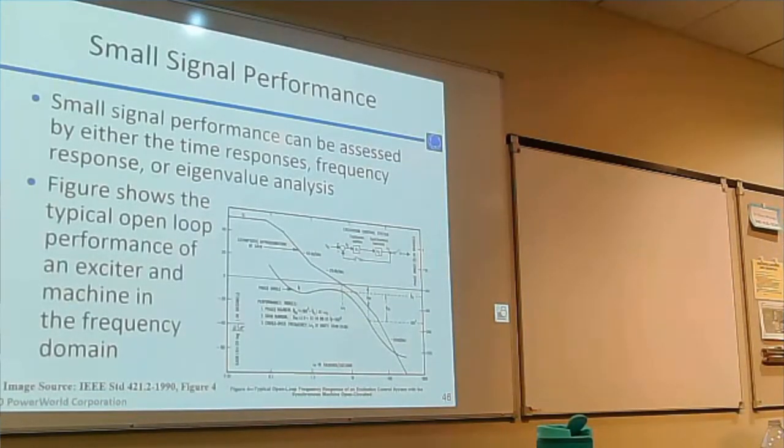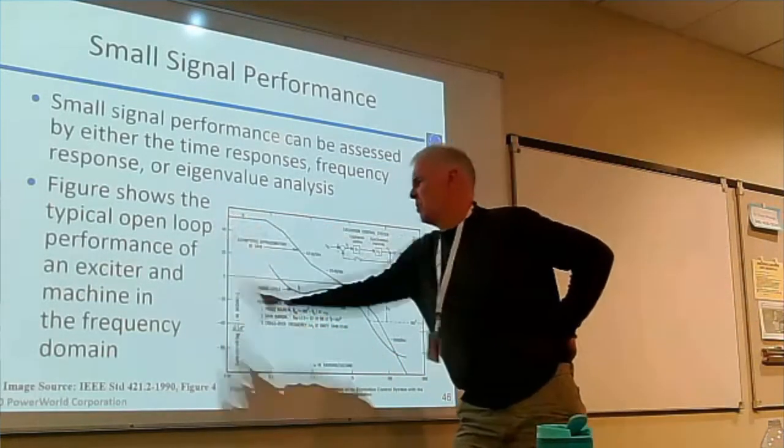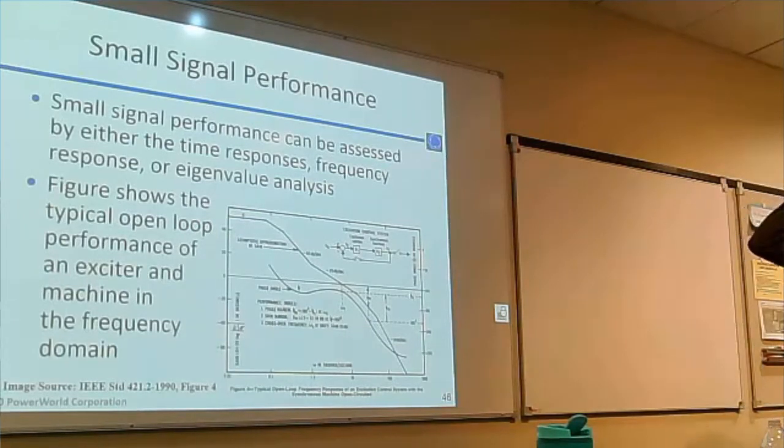In small signal performance, we're going to be looking and saying, what sort of gain do we have on the system, and what sort of phase lag do we have on the system, and that ties into the small signal response. It can be assessed either by time responses, a frequency response, or an eigenvalue analysis. This shows a typical open loop performance of an exciter in a machine in the frequency domain. Tomorrow, when we talk about the stabilizer design, maybe it's Thursday, we'll show how you can put a signal in and test to see what sort of response you get out of your system.